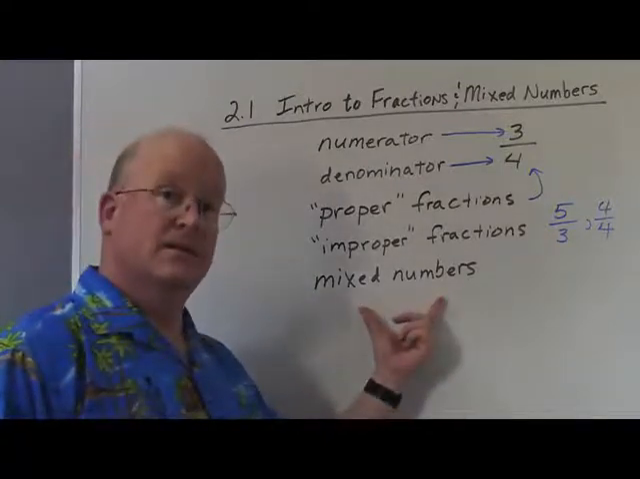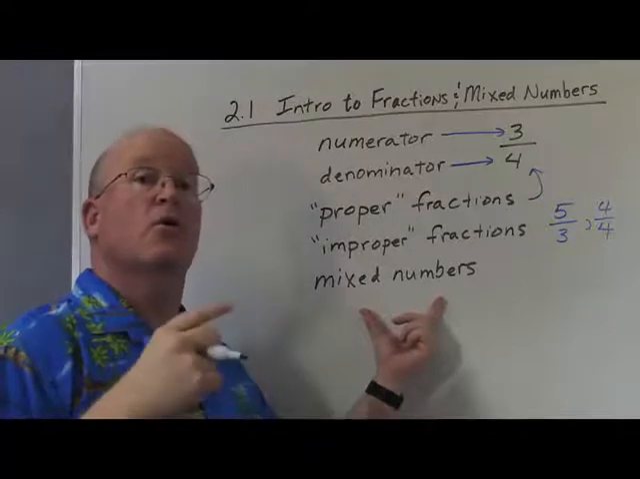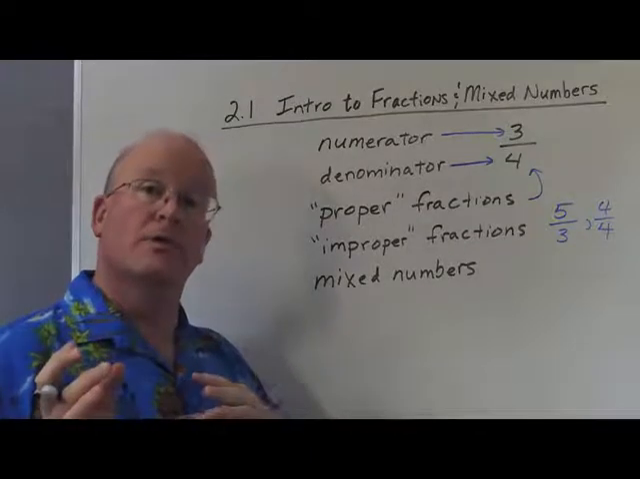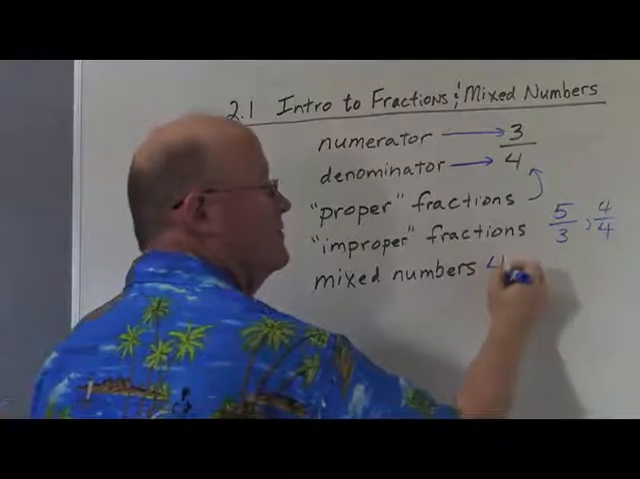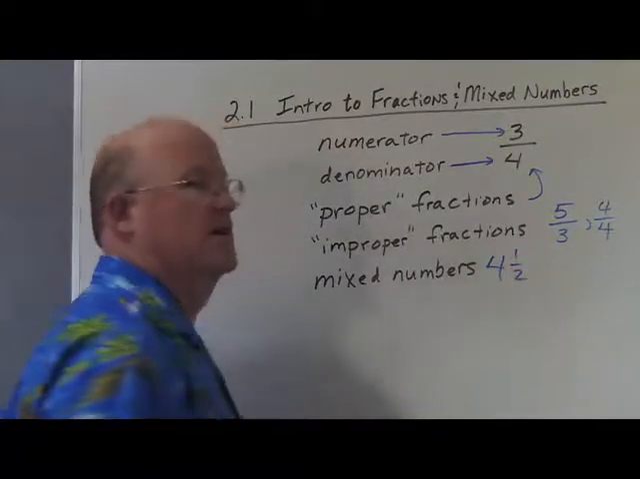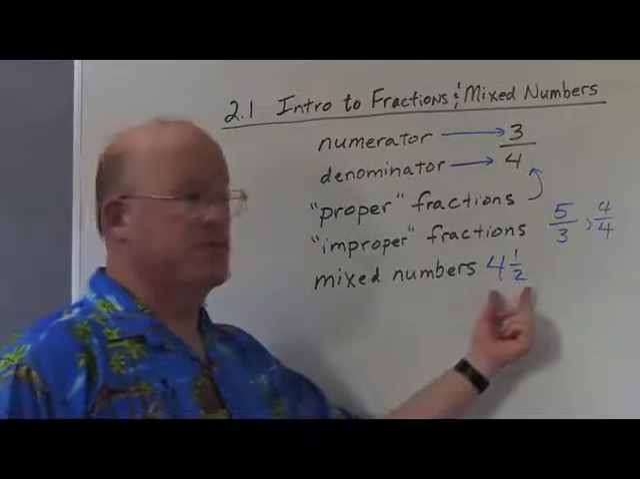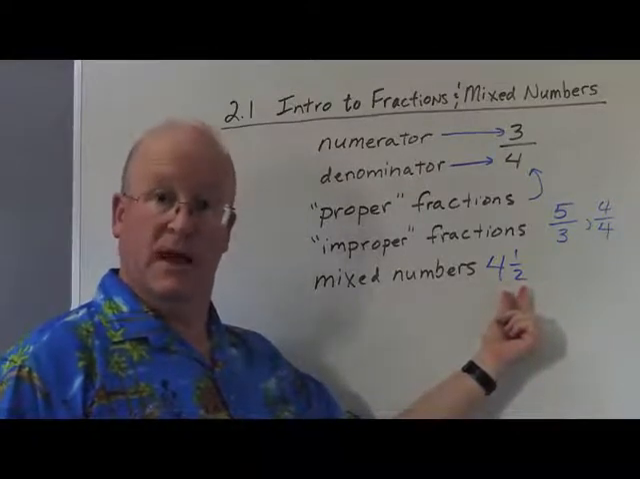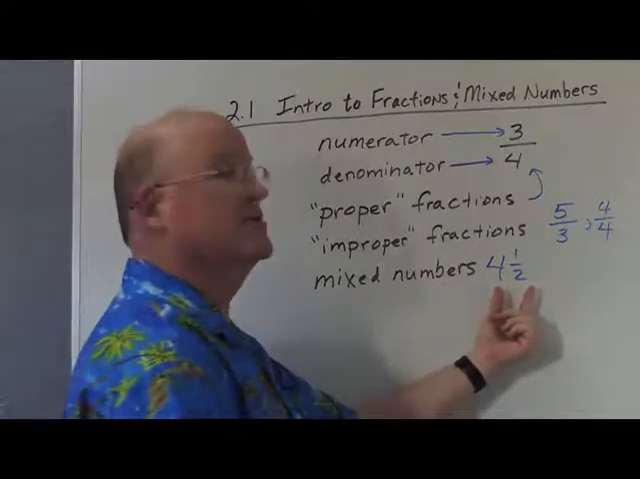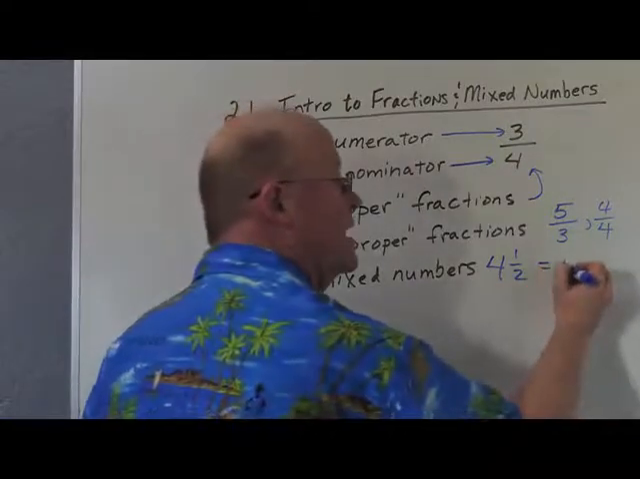Now, a mixed number is what you get when you combine a whole number and a fraction number together. So let's say we have 4 and 1/2. Normally in algebra classes, whenever you put two things next to each other, you multiply. But in this case, this is going to represent 4 plus 1/2.